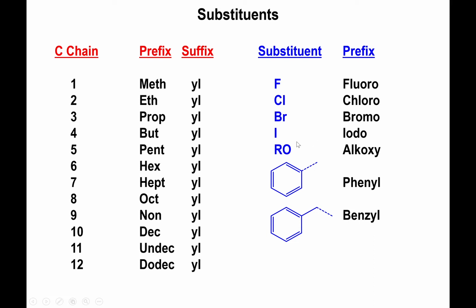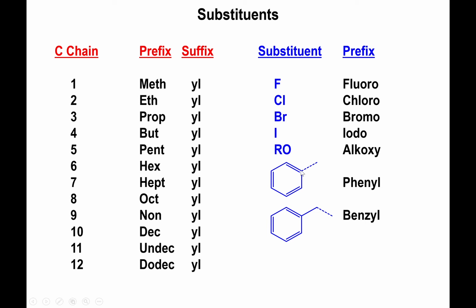If you have an OR group bound to it, so technically an ether, you will name it as an alkoxy substituent. So let's say that this is a single carbon, so it's a CH3O that's bound to your parent chain. This will be known as methoxy. If it's two carbons, then this will be ethoxy, propoxy, etc., etc.